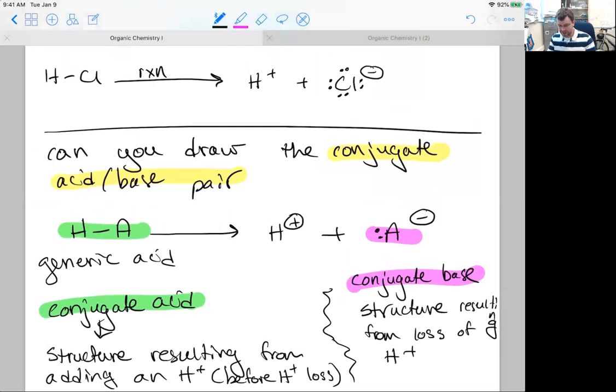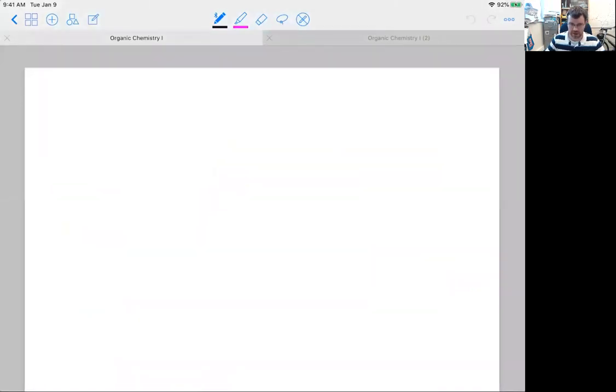So if you look, we have HA, that loses an H+ to give A-. The H+ is the thing that reacts with everything else, but it's A- that we define as the conjugate base. And understanding a conjugate acid and a conjugate base is super, super important for understanding acid-base reactions. And acid-base reactions are probably the most important reaction that we can study on paper anyway. Okay, let's look at some examples.